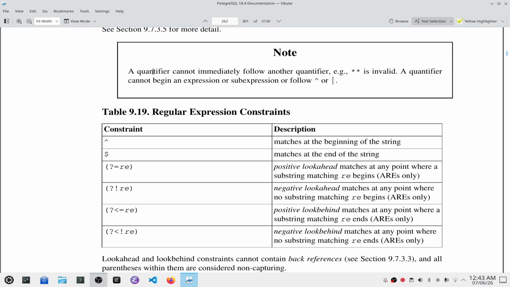Then we note a quantifier cannot immediately follow another quantifier. Example, star star is invalid. A quantifier cannot begin an expression or sub-expression, or follow caret or pipe.